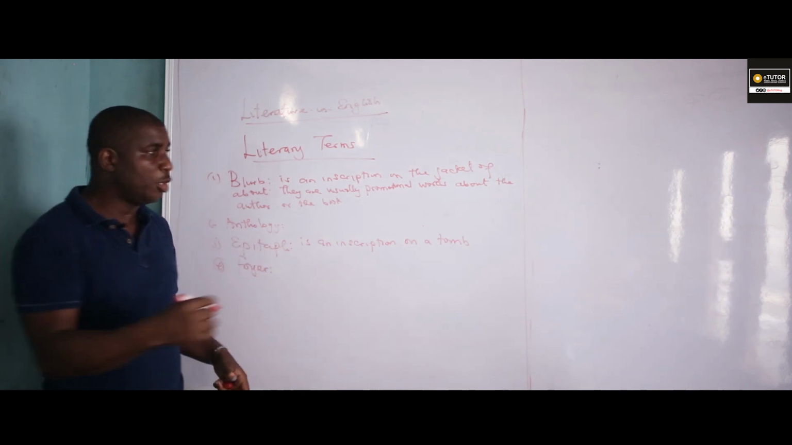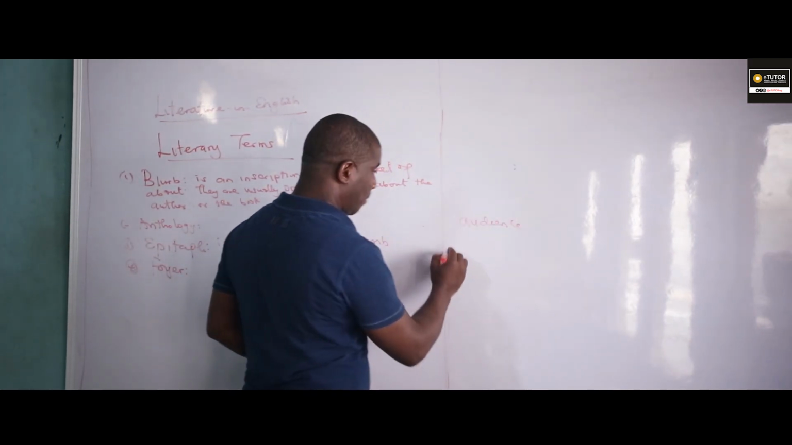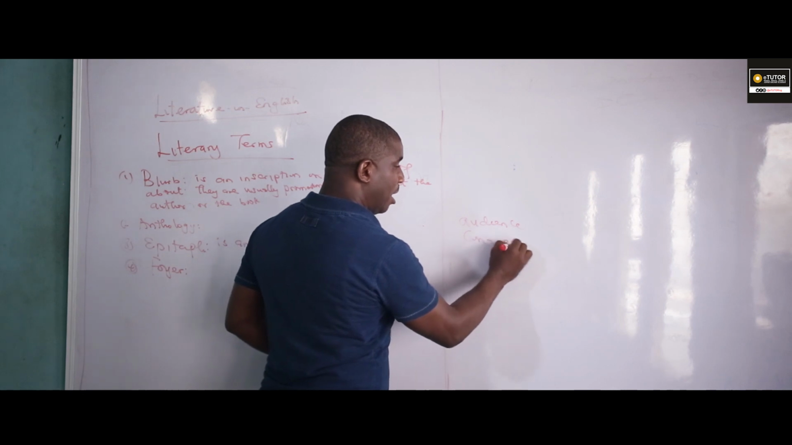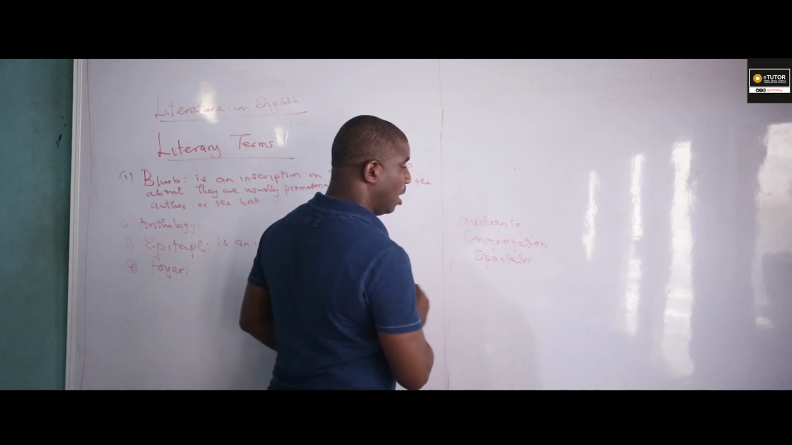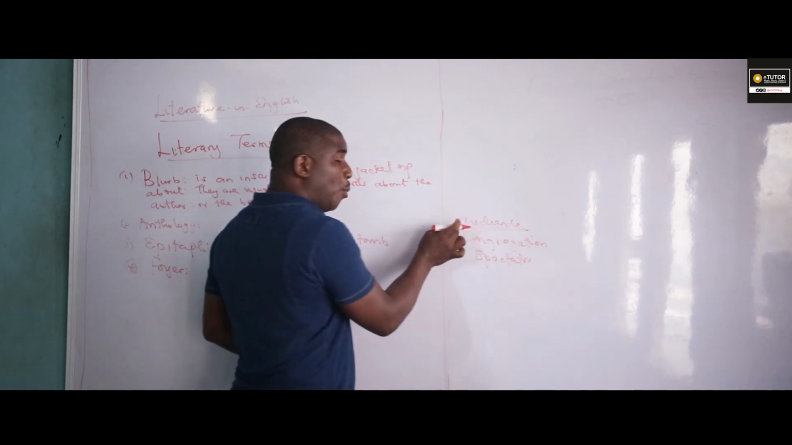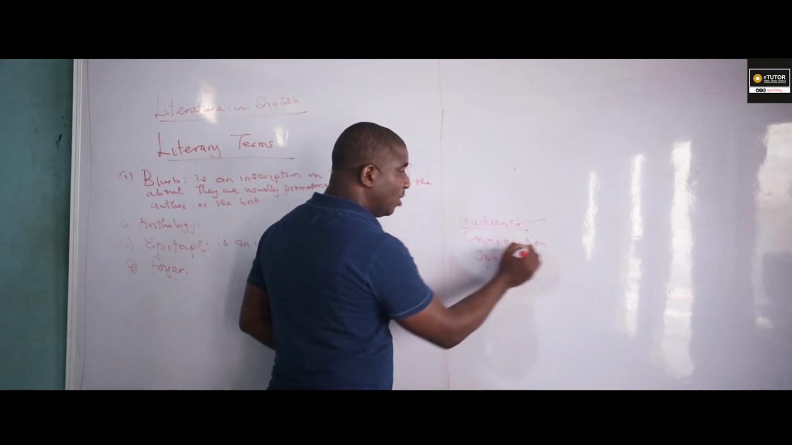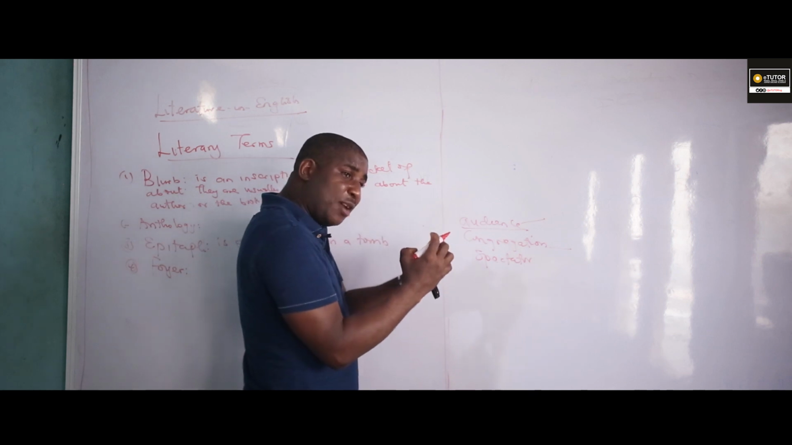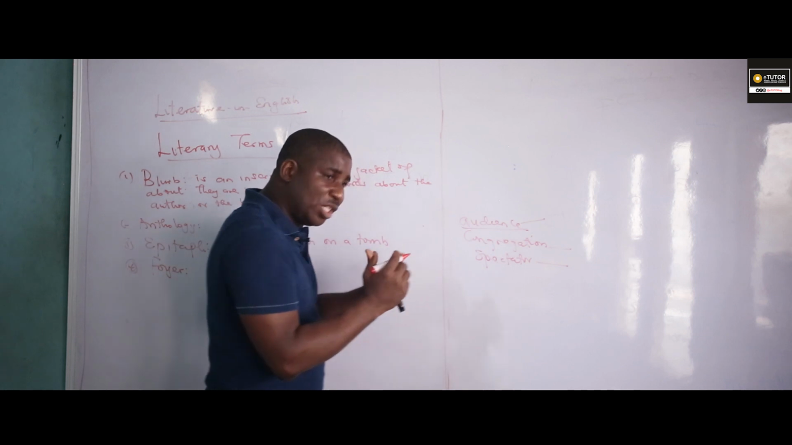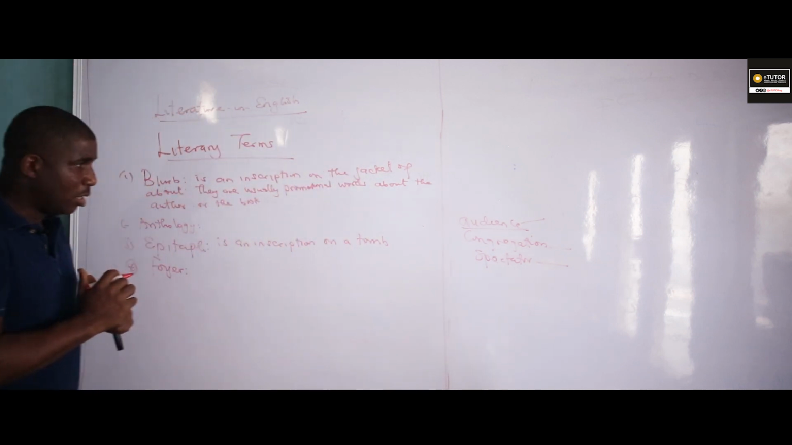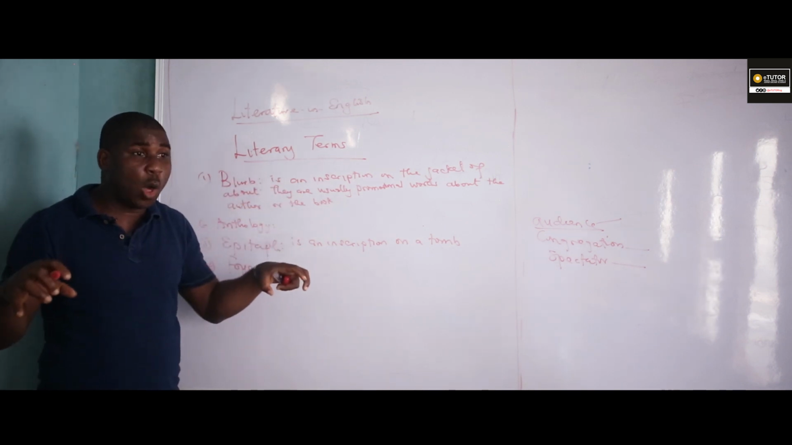Am I communicating? Look at the following words: audience, congregation, spectator. Audience, a group of people that gather to watch a play. Congregation, a group of people that gather for religious purpose. Spectator, a group of people that gather to watch sports events. So, foyer is a large room in the theater that is meant for the audience.